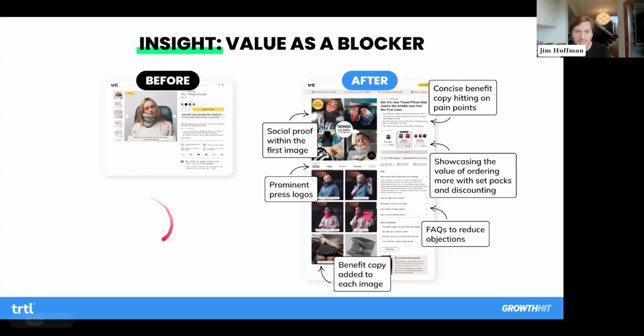So here's the updated one we did. A couple of call outs: notice how the first image here isn't even a product shot. It's almost an ad where we're showcasing the use case, people on planes sleeping with this, with social proof here. This is another big hack that I really like: when you can take the headline of the product on your product detail page and editorialize it. So this one, get the new travel pillow that makes the middle seat feel like first class, right? So kind of having fun with the aspiration of this.